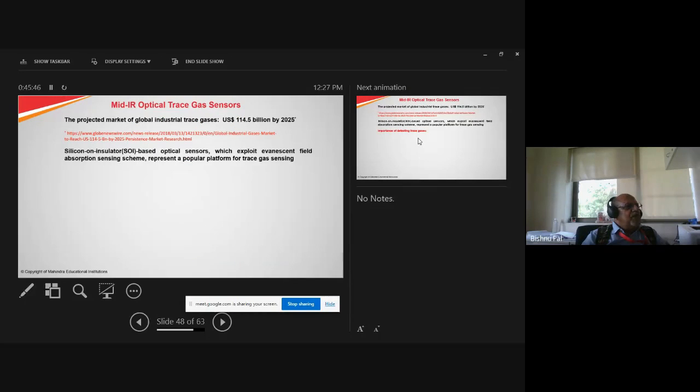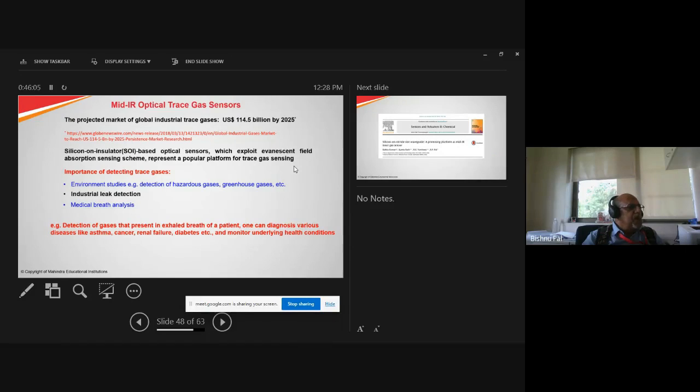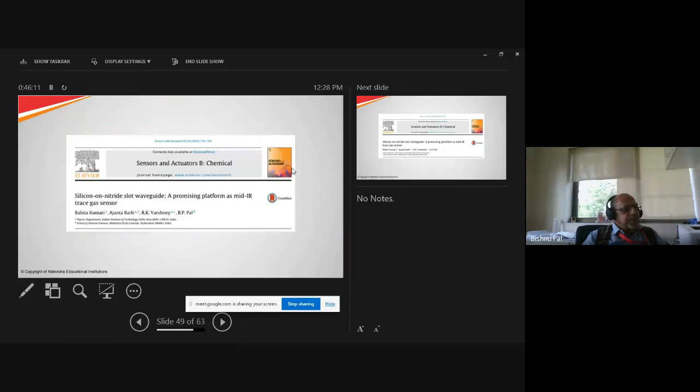This idea was exploited by us, seeing that there is a lot of interest in global industrial trace gas sensors. As you can see, the expected market is about $114 billion by 2025. So we did some work in this direction to design slot waveguides to detect certain noxious gases for medical or industrial applications. This is one of our papers, which appeared in Sensors and Actuators.